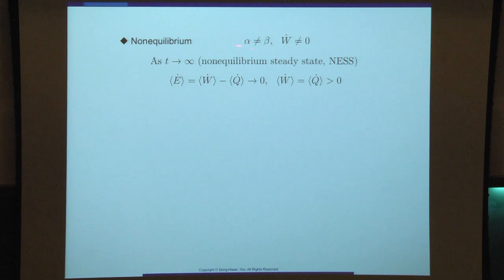Next, non-equilibrium is driven by this non-conservative force. In our case, for the case with different values of alpha and beta, there is a work production rate. As time goes to infinity, in this case, the system goes to a non-equilibrium steady state. Differently from the equilibrium state, even if there is no energy change, each of work production and heat production is non-zero. Actually, the average values are the same and always positive. That means in the non-equilibrium steady state, there is a continuous production of heat and work. That's the fundamental difference between the NESS and the equilibrium state.